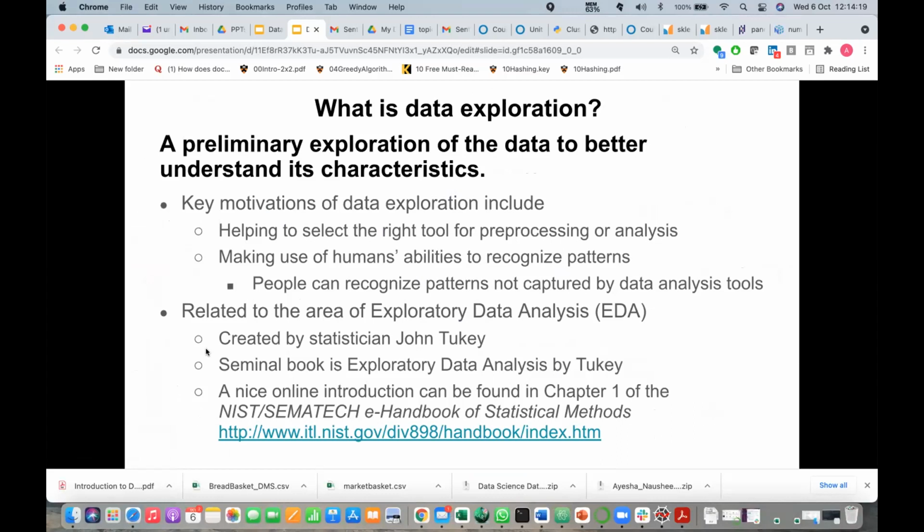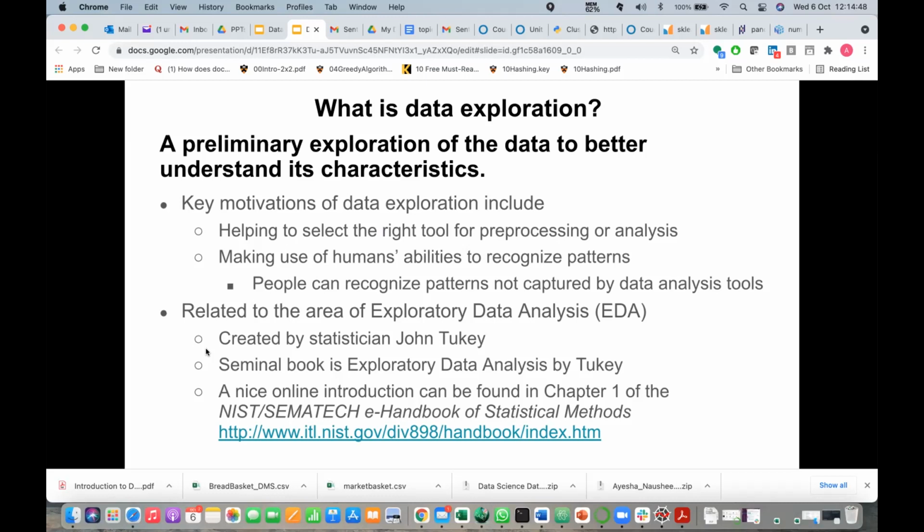So this is regarding what is data exploration. A preliminary exploration of the data to better understand its characteristics. Whenever a data set is given, first we should find out what is there in the data, what are the characteristics of the data. That process is called data exploration. So you are exploring the data to find out its characteristics and what is there in that data.